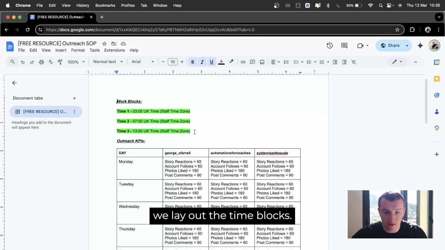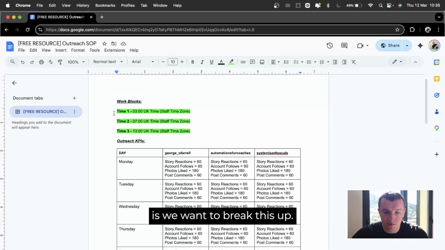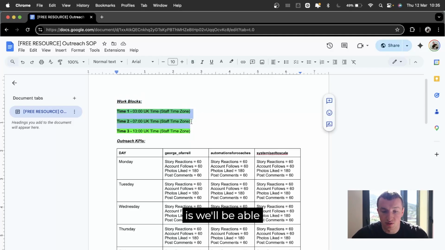First thing is we lay out the time blocks. The cool thing with this is we can scale this out across numerous different times. Now, when we're doing any organic outreach process, we have to realize that Facebook, Instagram, whatever platform you're doing it on, will sometimes limit the amount of outreach that we do. They'll sometimes put limits on the number of follows that we can make, the number of messages that we can send, the number of likes that we can send. So what we want to do is break this up. A lot of the time, we'll be able to get more volume just by breaking this up throughout the day.